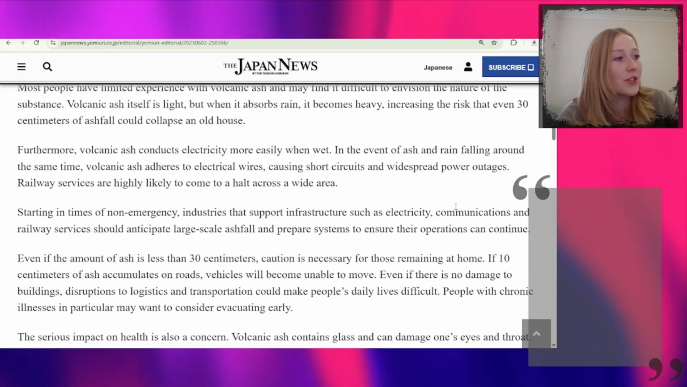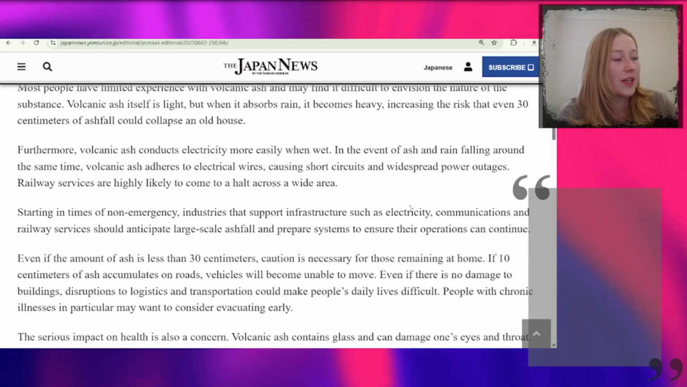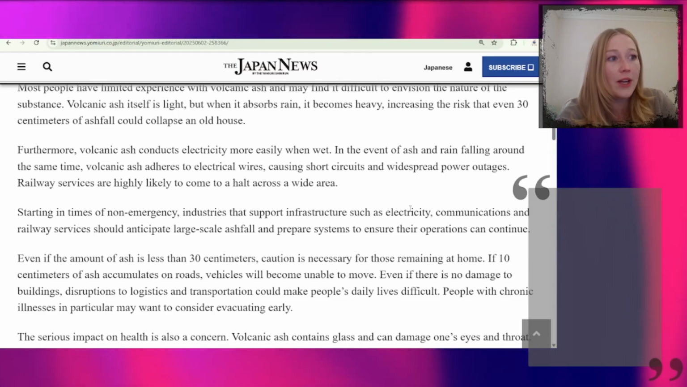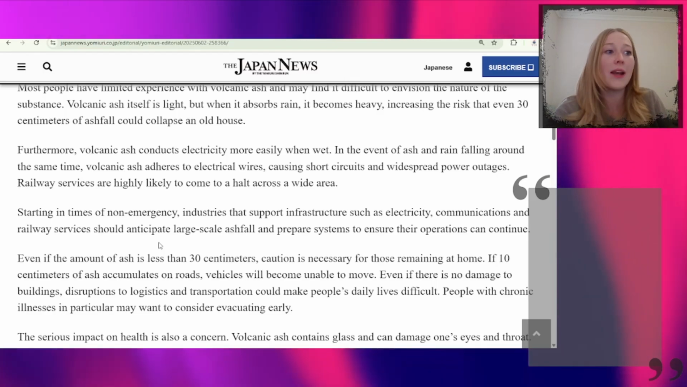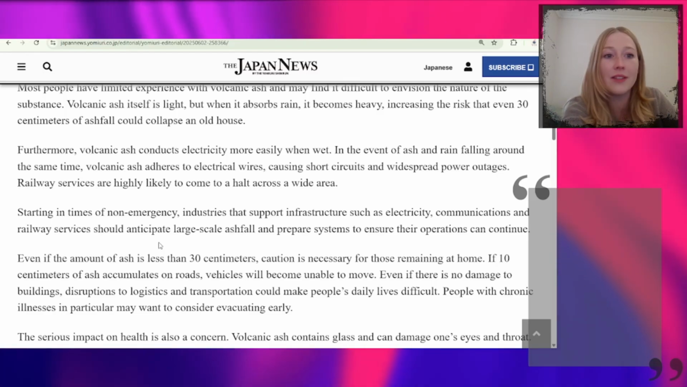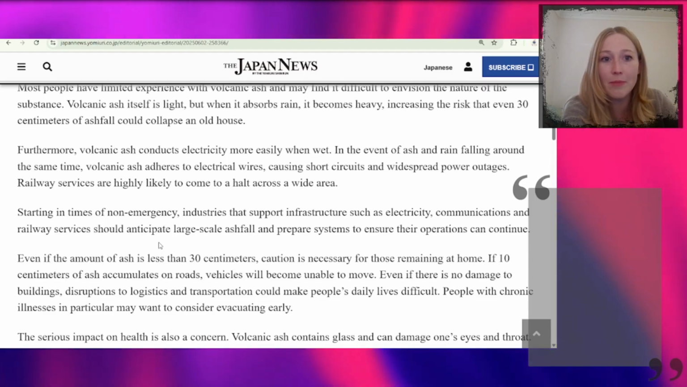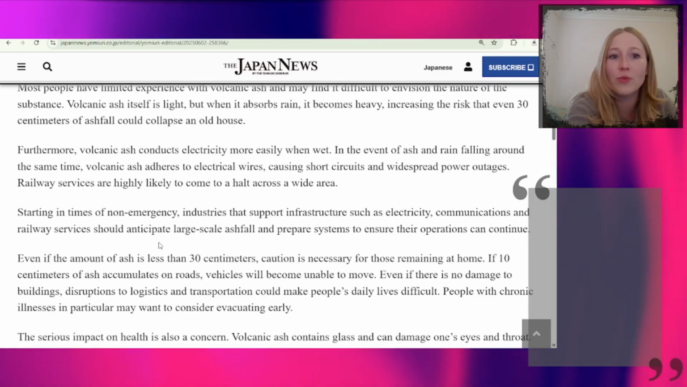So they're saying that the industries that are based on electricity, communication, and railway lines should all plan how they can prepare in these types of events to basically make the infrastructure ash resistant.